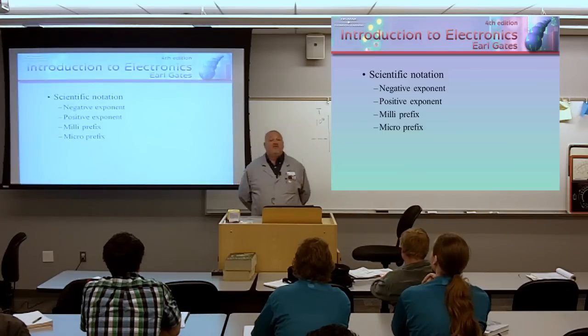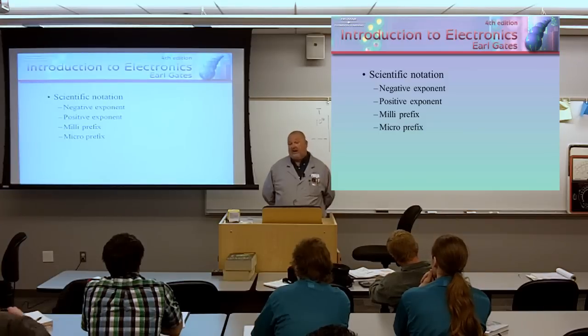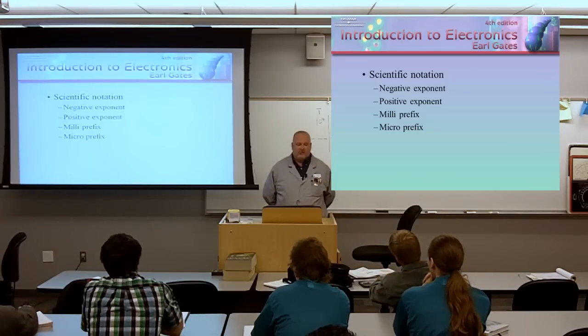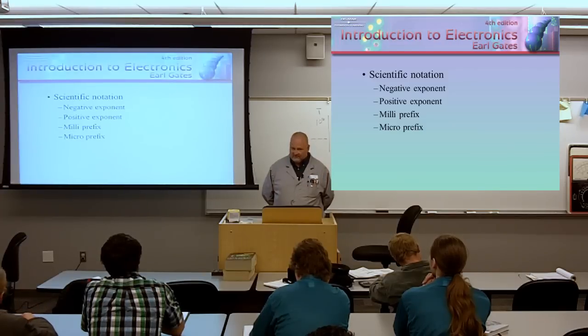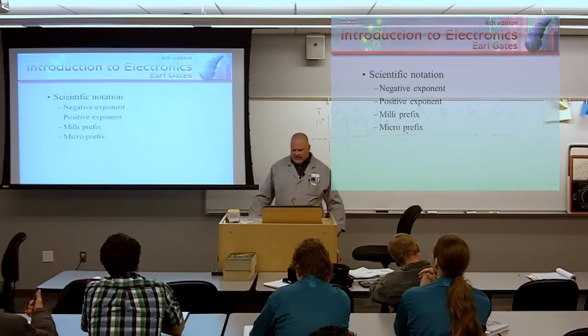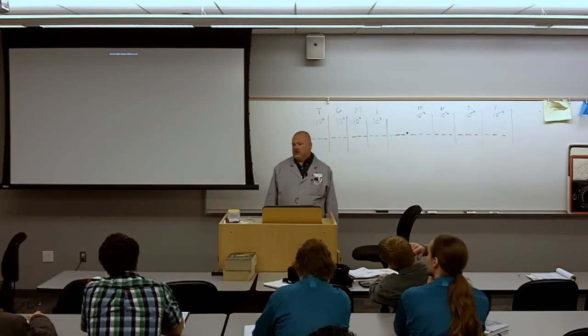We're going to talk about milli prefix. Typically, these are the values of current that we'll see in an electronic circuit. And also micro, times 10 to the negative 6. These are also values of current we'll typically see inside an electronic circuit. Make sense? Anybody have any questions on anything that we covered in Chapter 2?